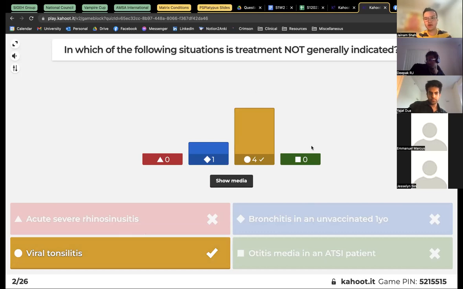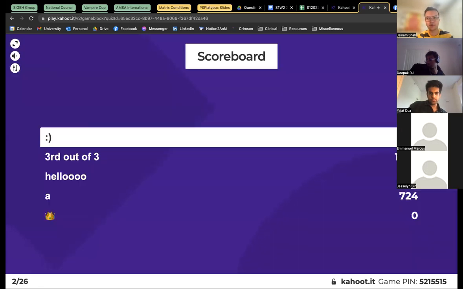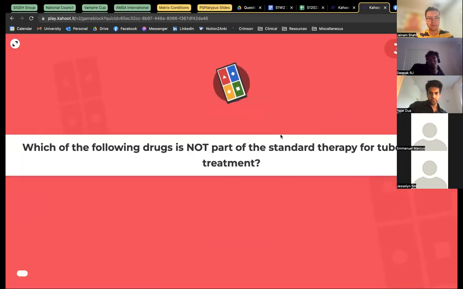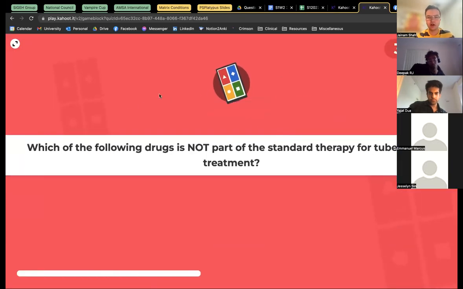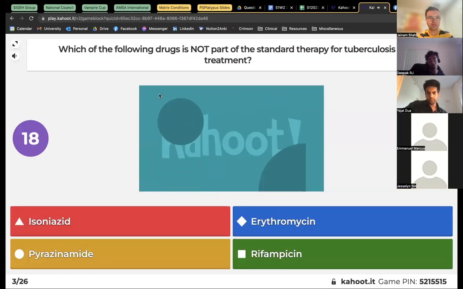Hope that makes sense. If there's anyone who has any questions, just let me know. But we'll move on to the next question. Well done to smiley face. Which of the following drugs is not part of the standard therapy for tuberculosis treatment? So there's a nice mnemonic that comes with this question, which we'll go over after the question is done.